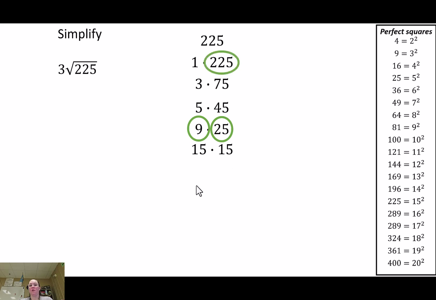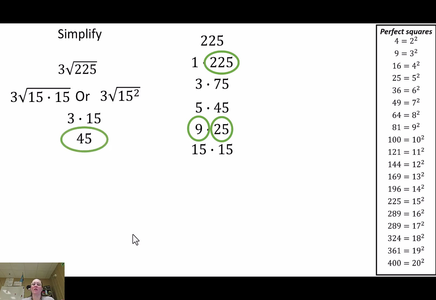But 225 is a perfect square because we could say 15 times 15, which is taking a number times itself. So the square root is 15, and 3 times 15, or 45, is our answer. We have a whole number with no radical left.